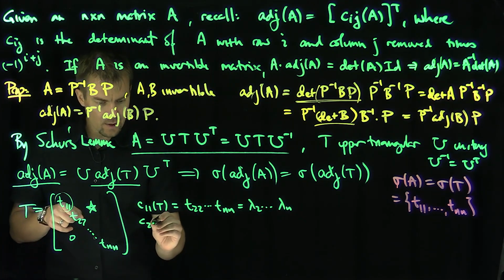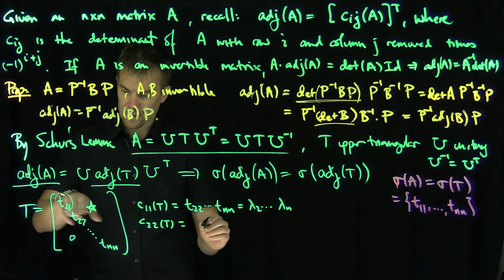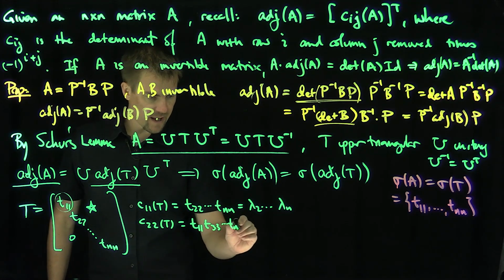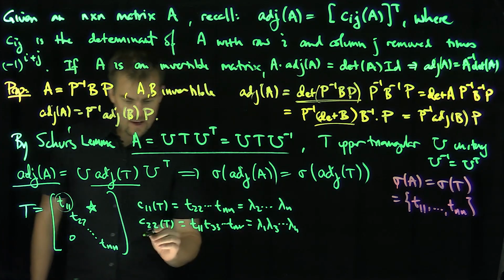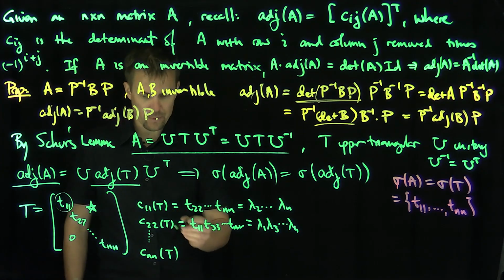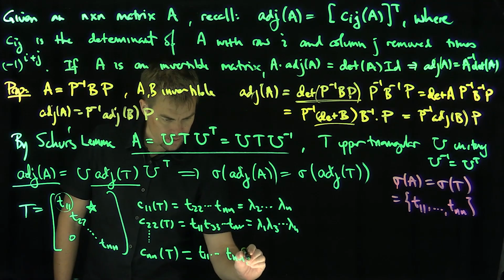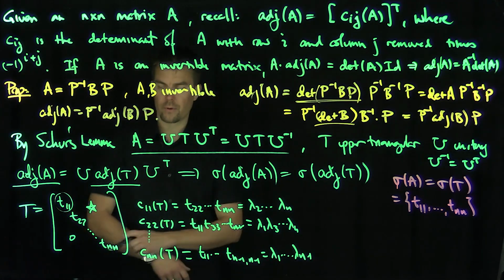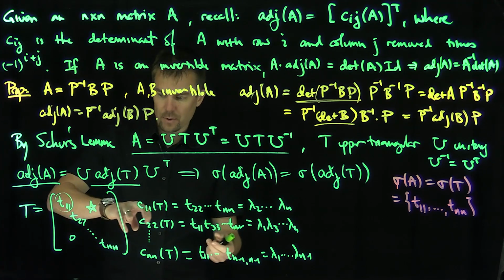If we look at the C22 of T, what would that be? Well, I punch out the 2,2, and I just have the diagonal entries of what's left over, right? And so we have T11, T33, through Tnn, which is going to be lambda 1, then lambda 3, through lambda n, et cetera, et cetera. If I go down to Cnn of T, right, what would that be? That would be just T11 all the way down to T(n-1)(n-1), which is lambda 1 through lambda n minus 1. Beautiful.